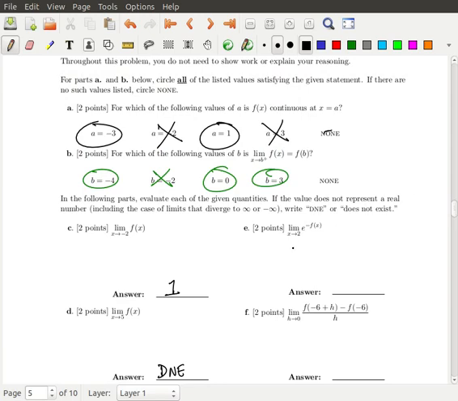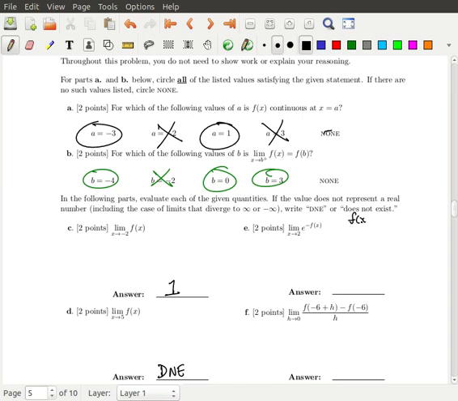Part E, limit of e to the negative f of x as x approaches 2. So when you have compositions like this, like when you have a function of f of x, you need to try to break it down into parts. So first we should think what's happening to f. Then we'll think about what's happening to negative f. And then finally we'll think about what's happening to e to the negative f.